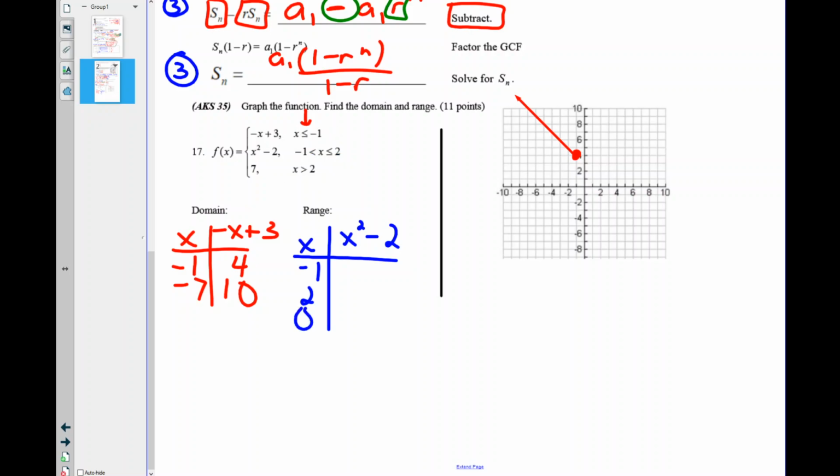0, definitely. What else? How about 1? That should be enough. If you can afford more, great, but for what we have, that should be good. What is negative 1 squared? Positive 1. Negative 1 times negative 1 is positive 1. Minus 2 is negative 1. 0 squared minus 2 is negative 2. 1 squared minus 2 is also negative 1.